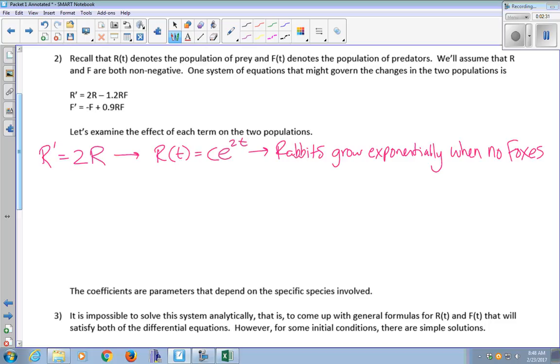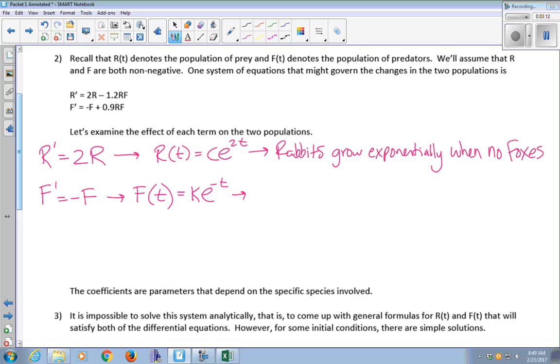Right, because I'm ignoring the term that has the F in it. So when you ignore that term, rabbits would grow exponentially. And then for the F prime equation, if you ignore the RF term, so ignore the term that has an R in it, this would be F prime equals negative F. This is, again, just the Malthusian model, except this time, our constant of proportionality is negative. This would lead to exponential decay. So if you were to solve that with separation of variables, you would get F of t equals, I'll say, k e to the negative t, different constant of proportionality.